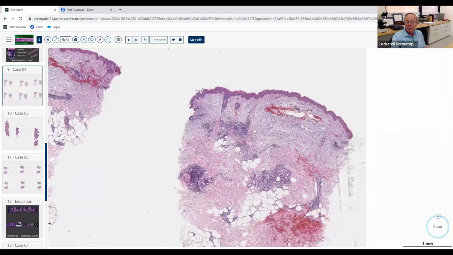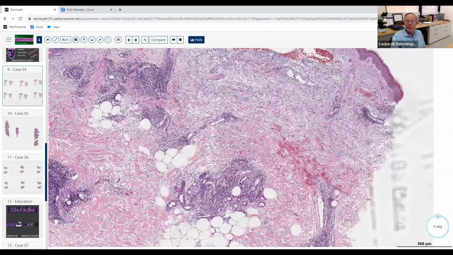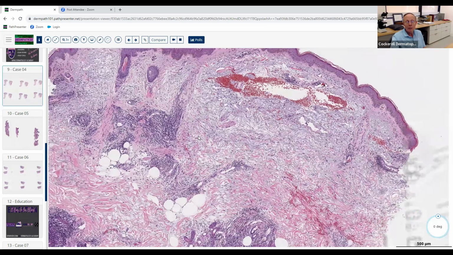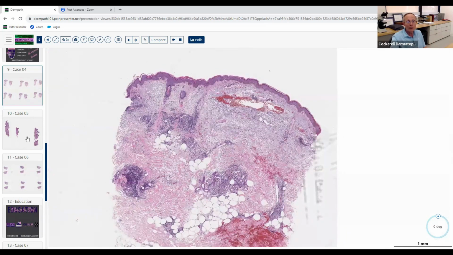Look at the pattern, come up with a differential, start seeing if there's other stuff in there that can help make a more specific diagnosis, and then you look at the clinical information and correlate it and come up with a final diagnosis.